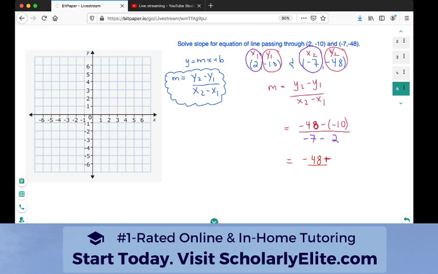So negative 48 plus 10, and then we've got negative 7 minus 2. So now that we've got that, we can go ahead and simplify that. Negative 48 plus 10 is going to be negative 38 over negative 7 minus 2, which is going to be negative 9. So these negatives are going to cancel out, and we've got 38 divided by 9.